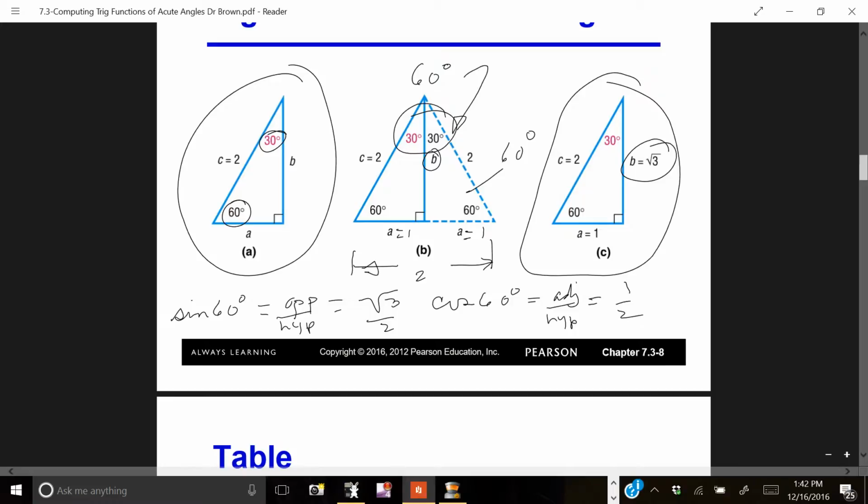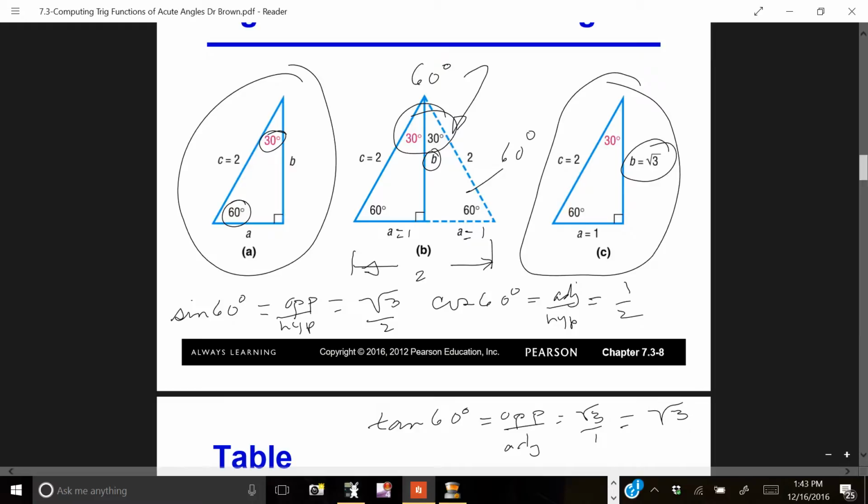And then finally, let's just write it right here, a tangent of 60 degrees equals opposite over adjacent, which equals the square root of 3 over 1, equal to the square root of 3.